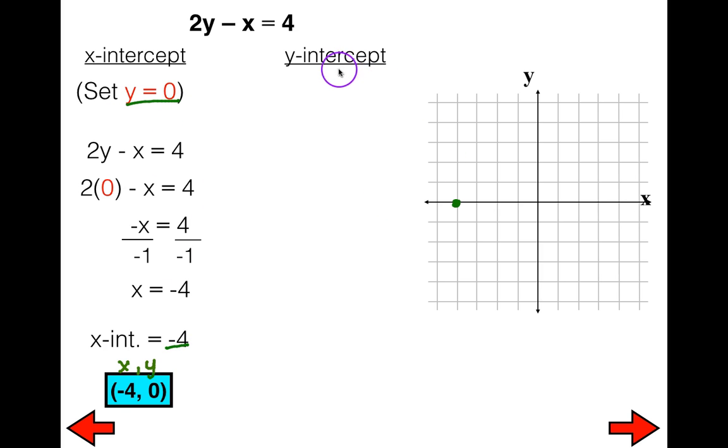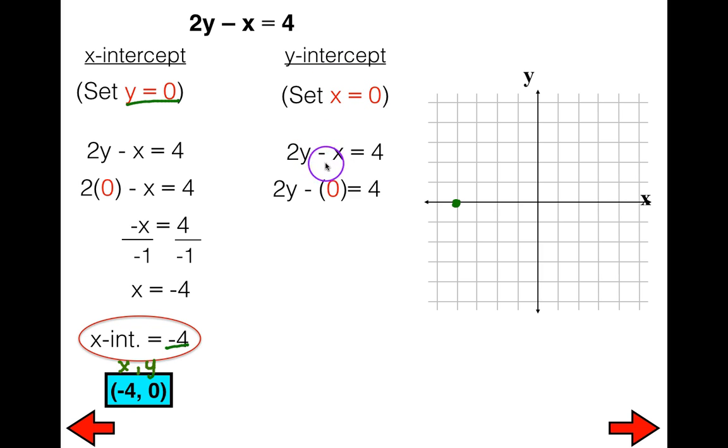Now for the y-intercept, I'm going to need to set x equal to 0. So I'm going to go ahead and do that and plug it into my equation. I'm going to solve. I'm going to need 2y equals 4, so y equals 2. So my y-intercept occurs at 2, so I'm on the y-axis. I'm going to go ahead and plot my point at 2. My ordered pair should be written as x, y, so it should be 0, 2.